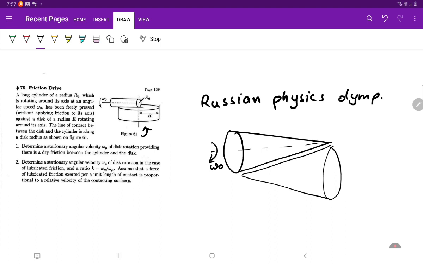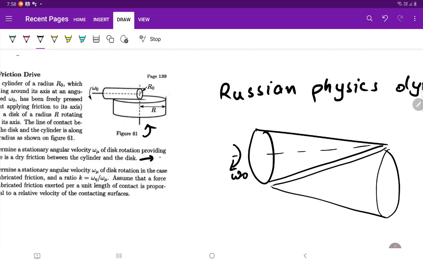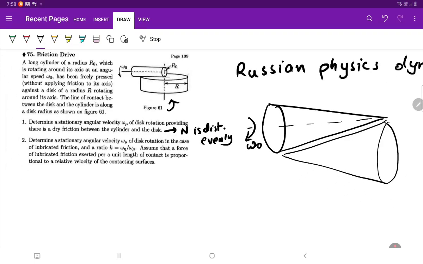First question is you have to determine the steady or stationary angular velocity of the disk, provided that there is dry friction between the cylinder and the disk. Now to do this kind of question you have to assume one thing, that the normal is distributed evenly, that at any point the normal would be uniform.